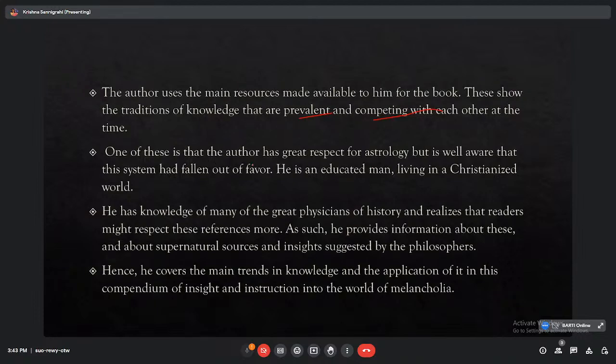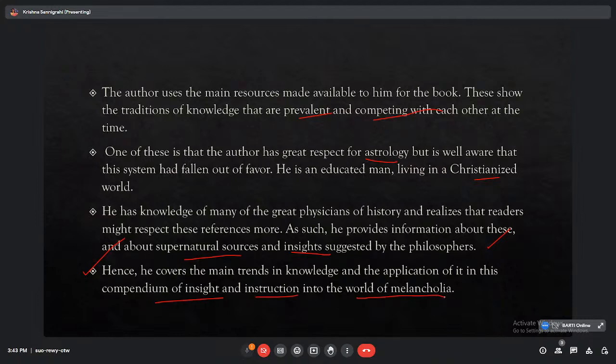So one of these is that the author has great respect for what? For astrology, but is well aware that this system had fallen out of favor. So he is an educated man living in a Christianized world, and he has knowledge of many of the great physicians of history and realizes that readers might respect these references more. As such, he provides information about these and about supernatural sources and insights suggested by the philosophers. Hence, he covers the main trends in knowledge and the application of it in this compendium of insight and instruction into the world of melancholia.